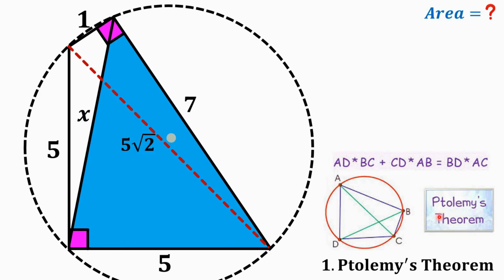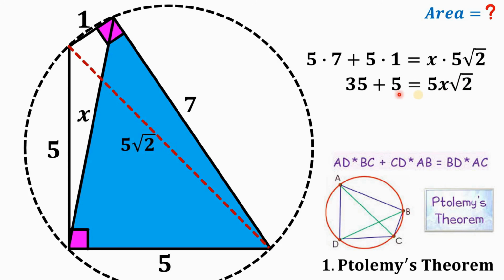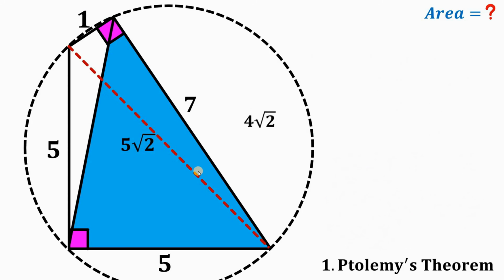Now, applying Ptolemy's theorem to our figure, we can say that 5 times 7 plus 5 times 1 equals X times 5 times the square root of 2. Using this, we can solve for the value of X. So now, let's simplify. We have 35 plus 5 equals 5X times the square root of 2. Now, 35 plus 5 is 40. Divide all of this by 5 times the square root of 2. This gives us X as 4 times the square root of 2. So the length of X is 4 times the square root of 2 using Ptolemy's theorem.